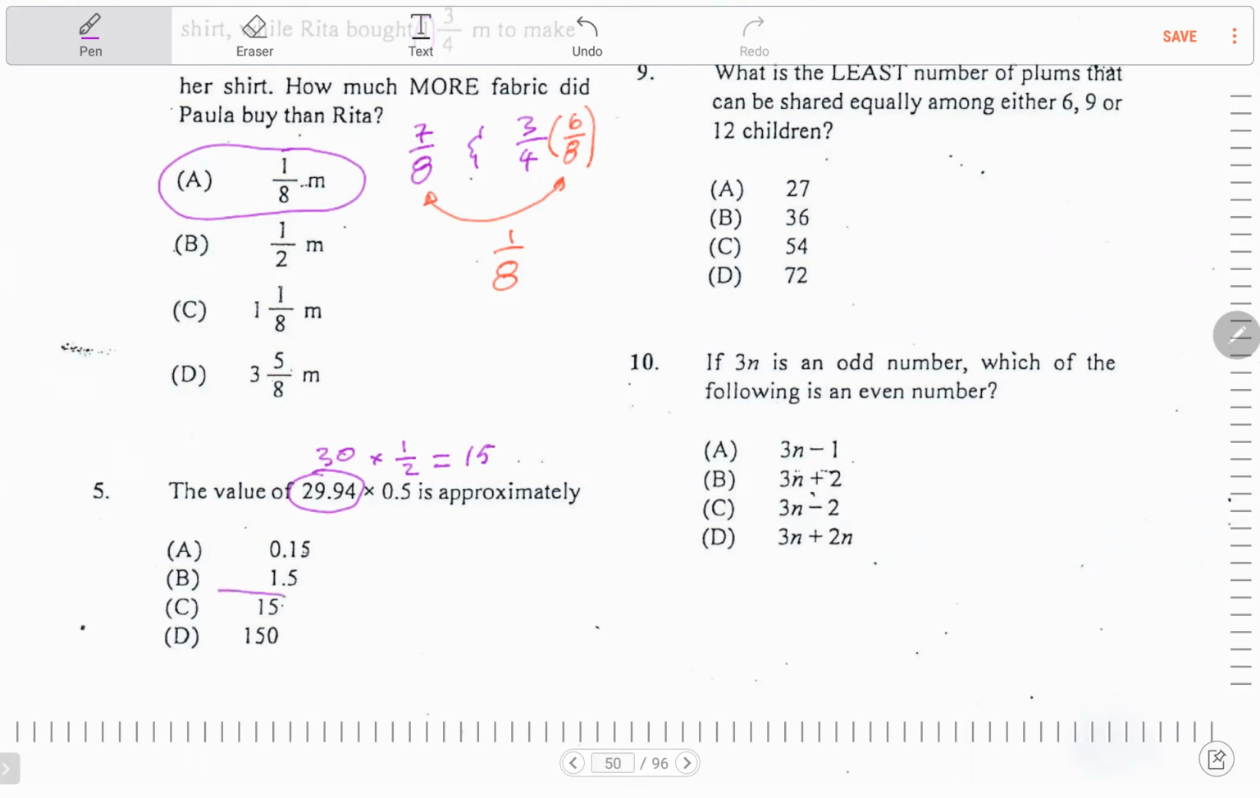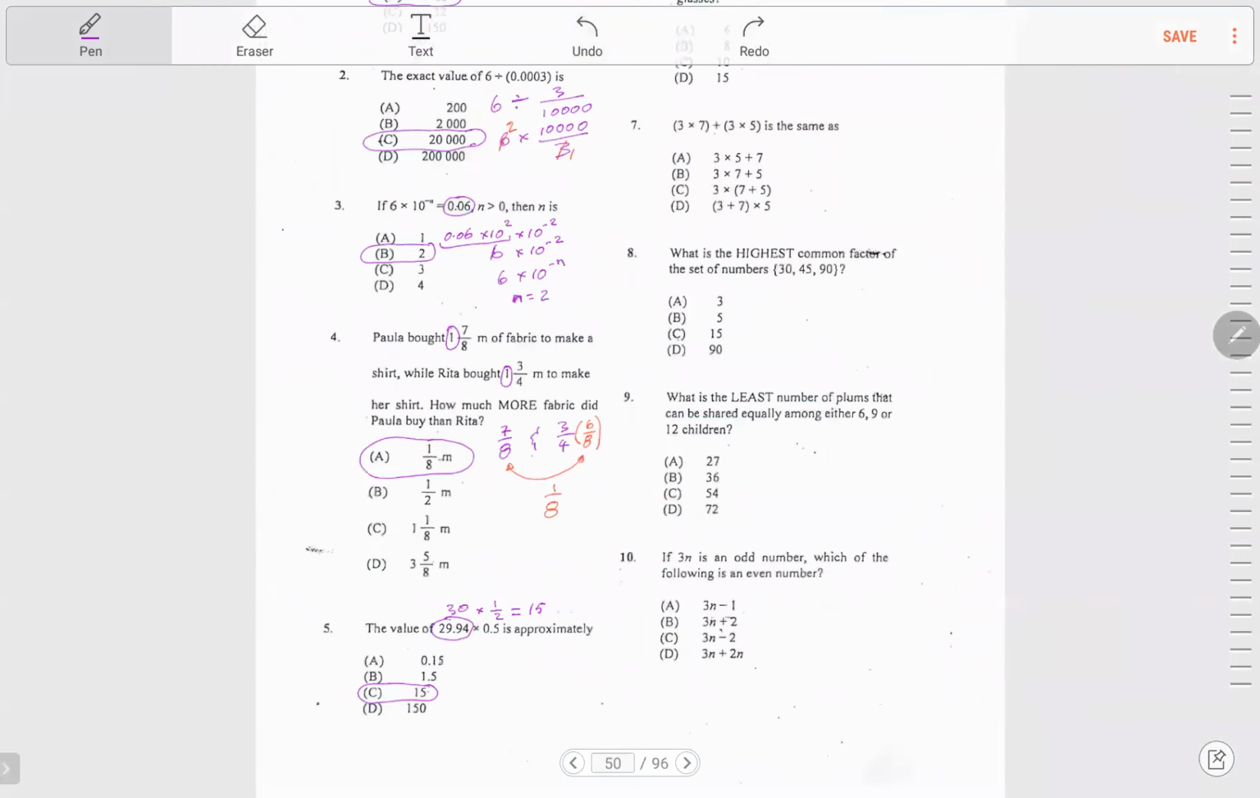None of the other values make sense. It's approximately 15, because 29.94 is approximately 30. Remember, it is approximation we're doing, so approximate this value to the nearest whole number, which is 30. All right, so that is it. Nice and easy.